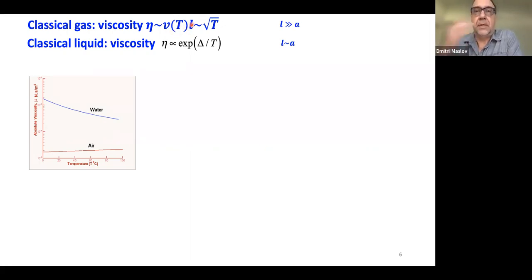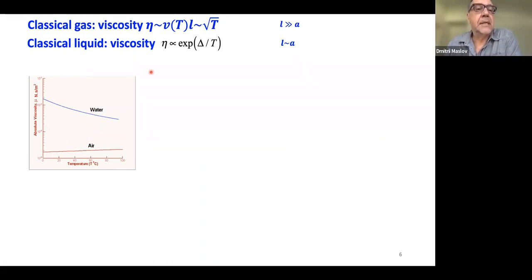The mean free path is fixed by the distance between the molecules and the cross section, while the velocity is proportional to the square root of T. And therefore, the viscosity of a gas is supposed to scale as the square root of T. And this is indeed confirmed, let's say, for air here.